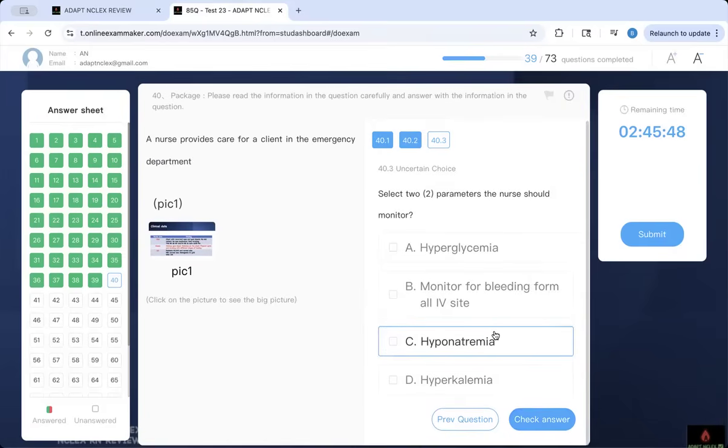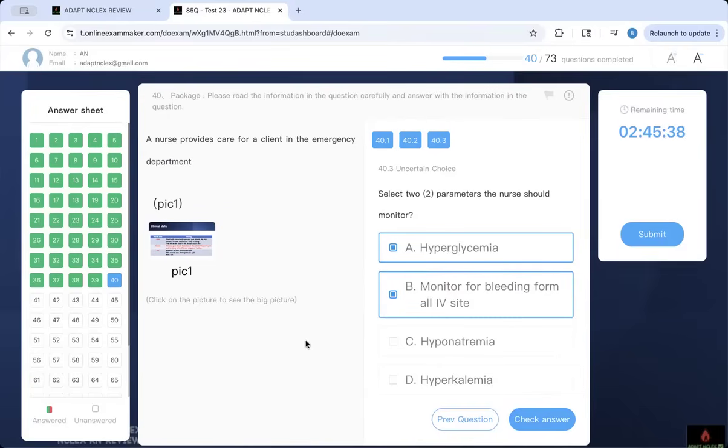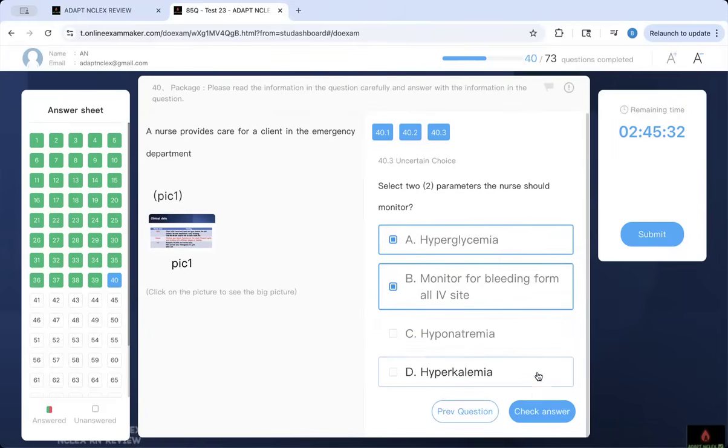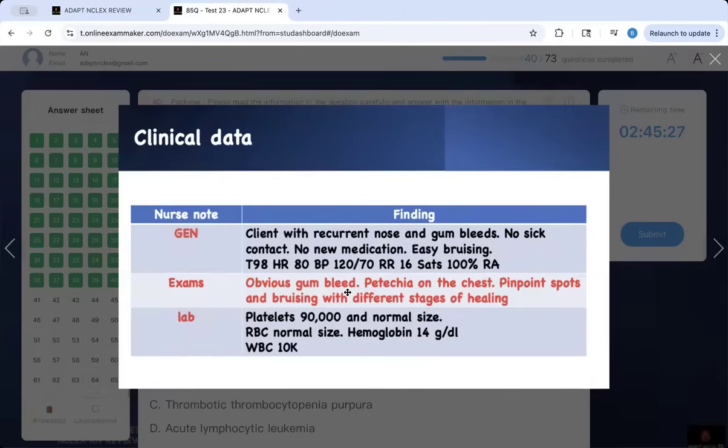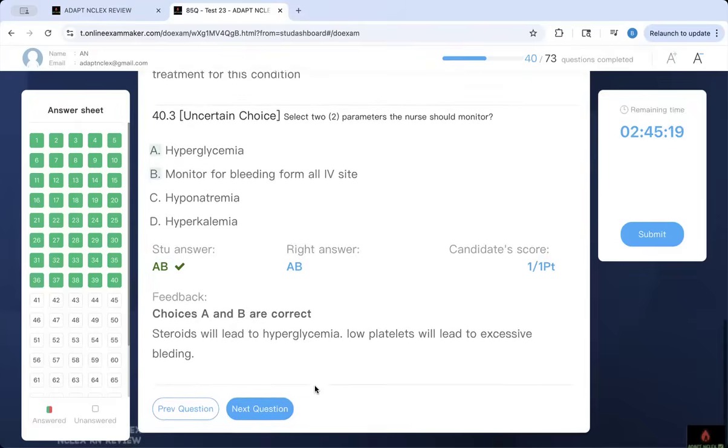If you do that, select 2 parameters you should monitor. If I give you steroid, hyperglycemia. Monitor for bleeding from IV site. Excellent. If I give you steroid, your sodium goes up, it's not going to go down, and your potassium goes low. That's the answer choice. Bow tie question on what? Idiopathic thrombocytopenia. Based on the condition, you can see. Look at it well. When you see it, don't go wrong from it.